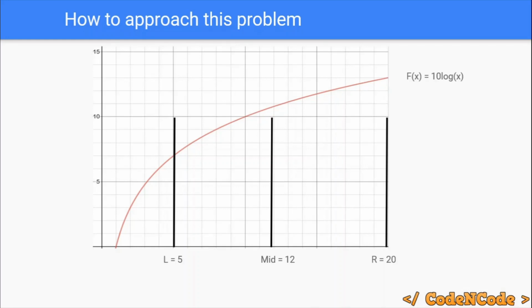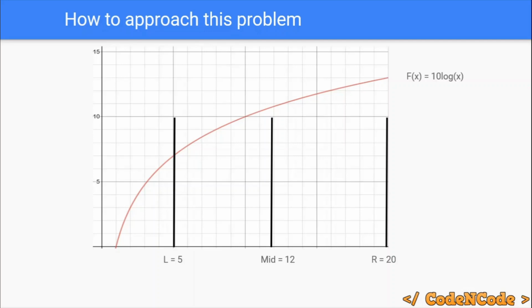Since log x is a strictly increasing function, f of x is also strictly increasing, which is a monotonic function. So we can apply binary search here. We calculate mid, which is 25 divided by 2, and we try to find the solution.